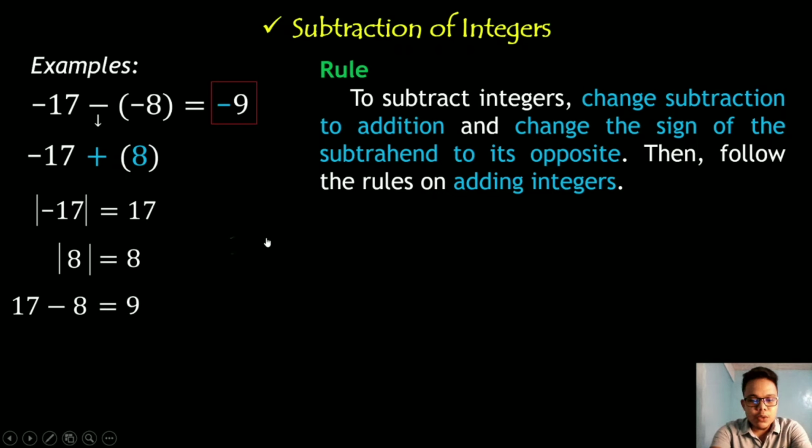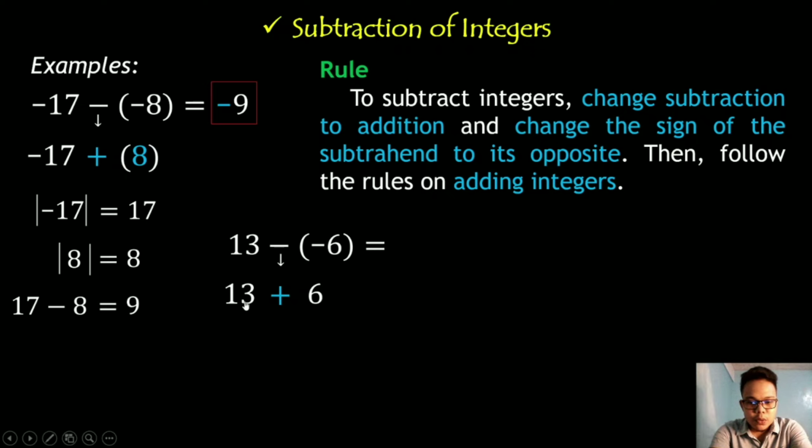How about if we want to subtract 13 and negative 6? First, we have to change the subtraction operation to addition. And we also change the sign of the subtrahend to its opposite. So yung opposite ng negative 6 is positive 6. And we just copy positive 13. Then we follow the rules on adding integers.